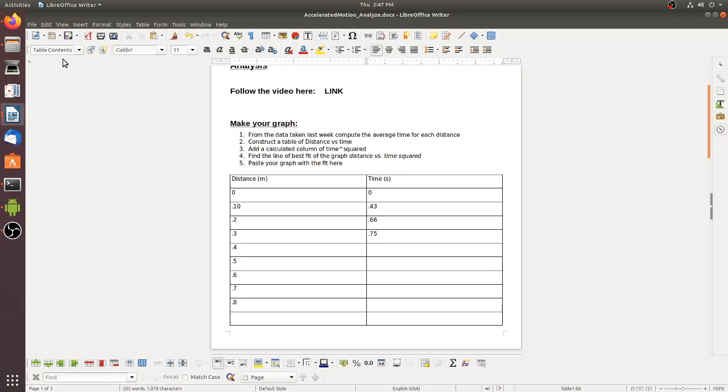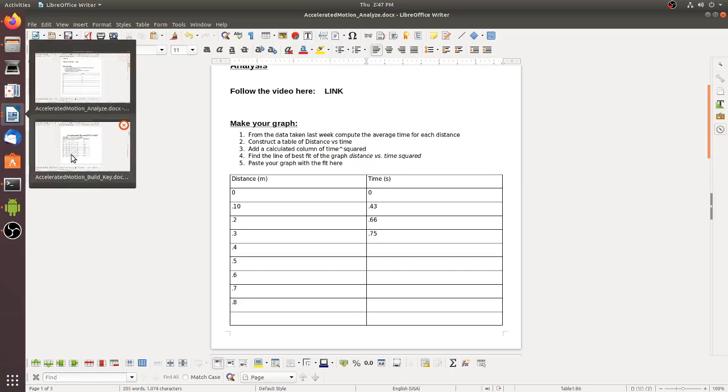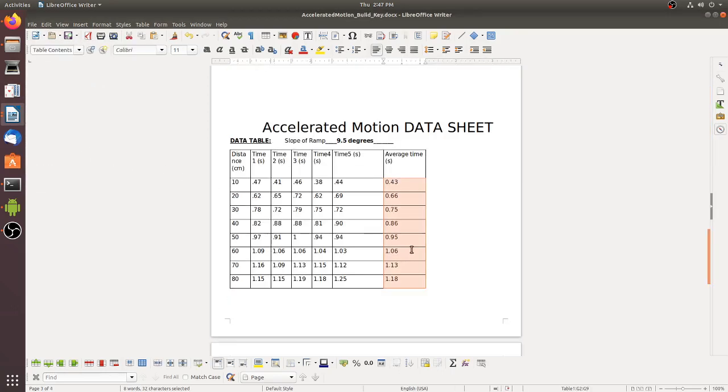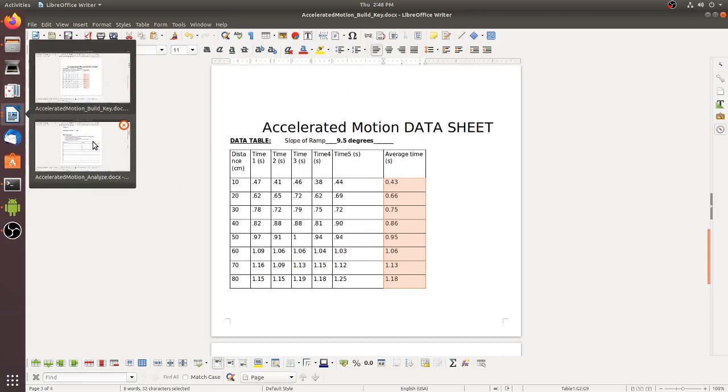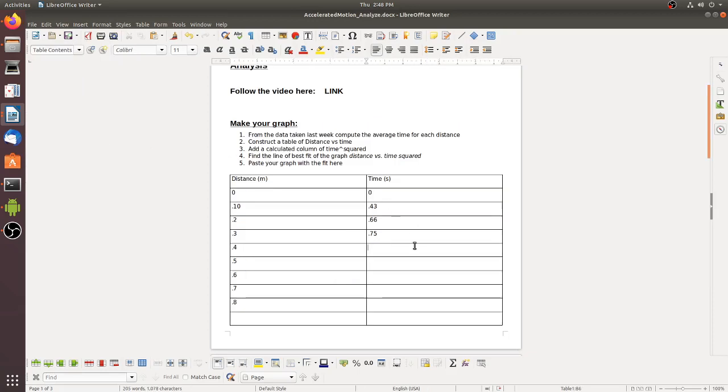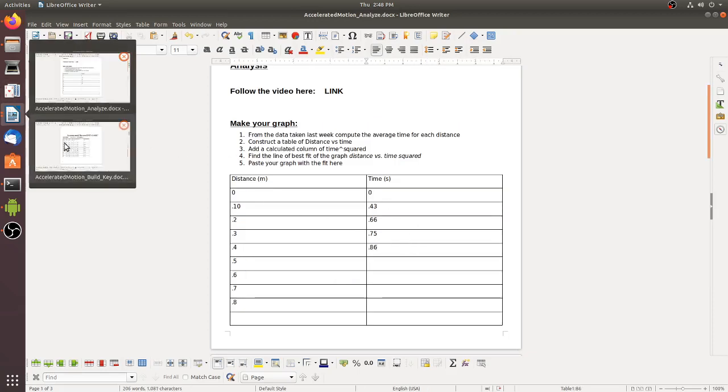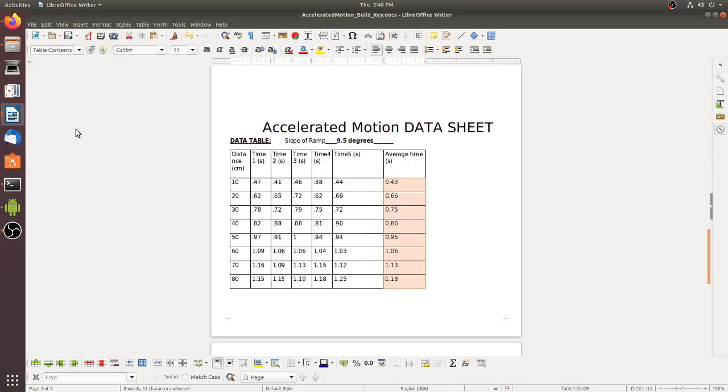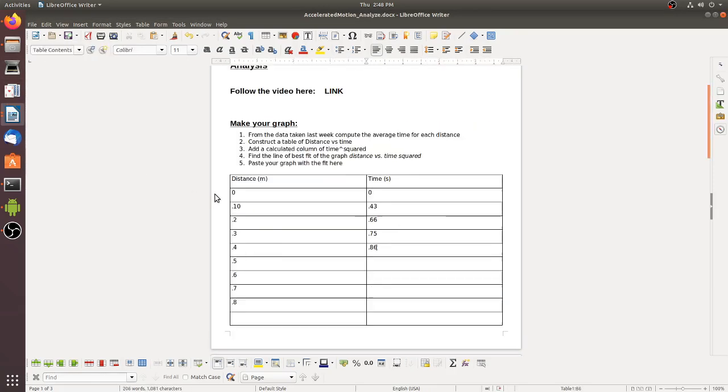You guys are probably much better at this than I am. 0.86, 0.95, 1.06.